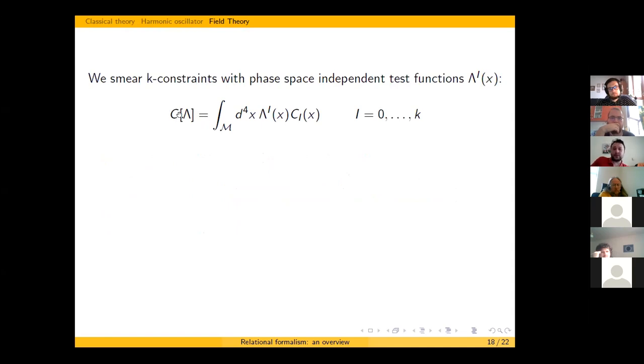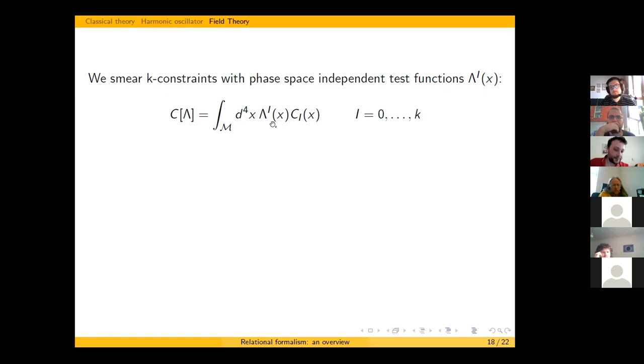And why is it important to smear the fields? Because, well, suppose that we have k constraints, okay? And of course, we have k constraints per each point. Now, we integrate over the manifold with some test functions, which are also called smearing functions, which are independent from the phase space, and this is also very important, and I'll explain a little bit why. They just depend on the point of the manifold.